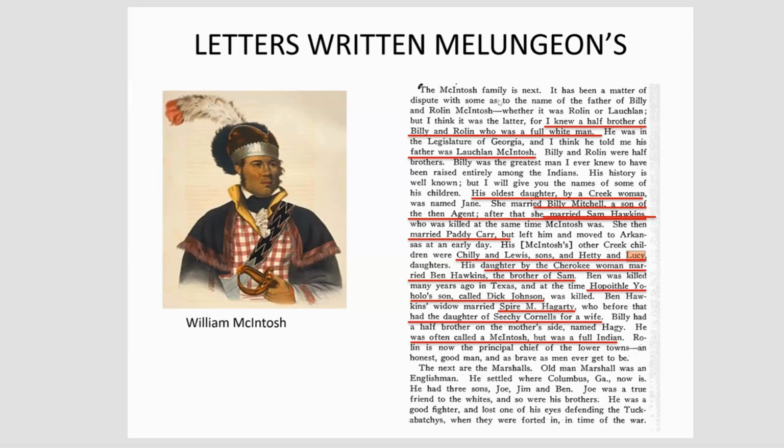So now we're seeing the blending of native names with European names. So Poitli Yoholo's son, Dick, called Dick Johnson. Oh my gosh. So as we're researching, we got to know the blending of both of these, especially if we're trying to figure out a Native American connection. Ben Hawkins' widow married Spire M. Haggerty, who before that had a daughter of C.T. Cornell's for a wife. These names are going to get pulled out for you next week. I promise you, you will be excited about having a better understanding, especially about Alabama Native American researching as well as any other area.